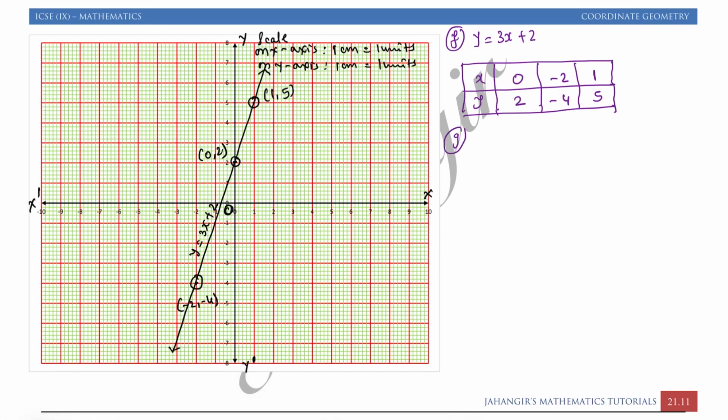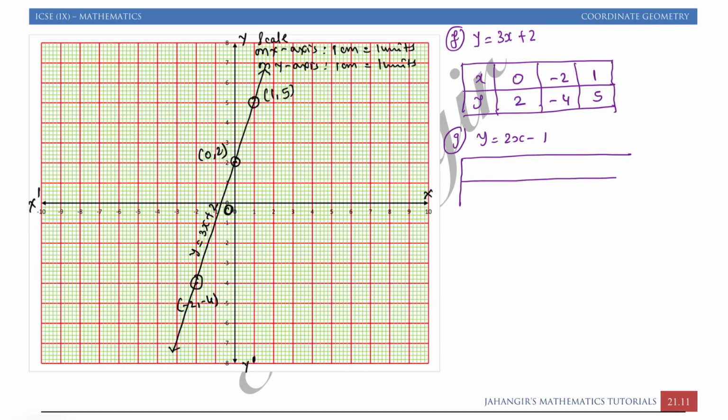We'll do G question. G may we have y is equal to 2x minus 1. Again, this equation has y as the subject of the formula. We have to just put up the x value, any, as per your choice. But it should fit in the graph. Condition is what? It should fit in your graph.